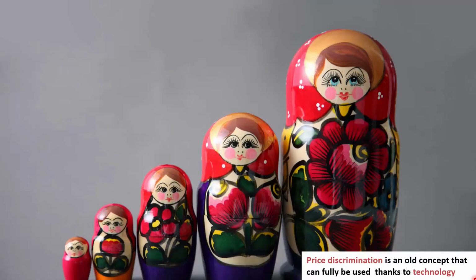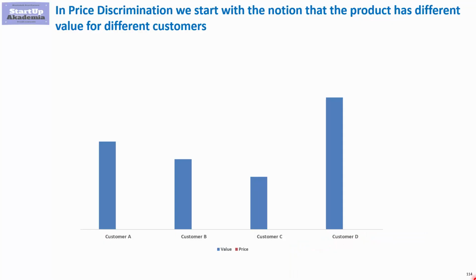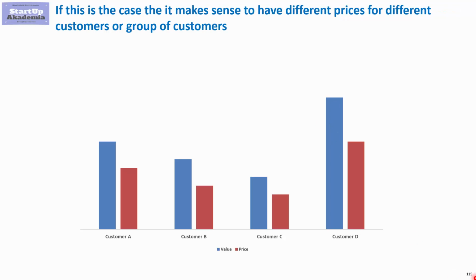Price discrimination. Price discrimination is an old concept that can be fully used thanks to technology. In price discrimination, we start with the notion that the product has different value for different customers. As we can see here, customer A apparently attaches more value to the product than customer B and C, and the highest value is for customer D. If this is the case, then it makes sense to have different prices for different customers or group of customers. And this is what price discrimination wants to achieve.